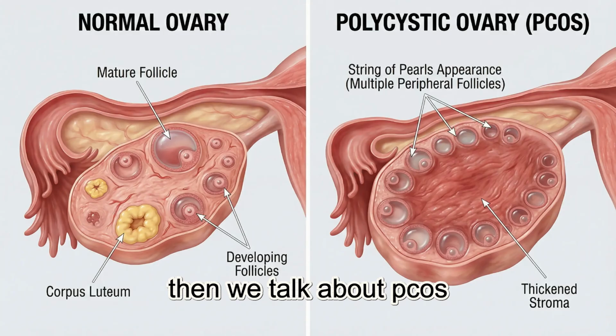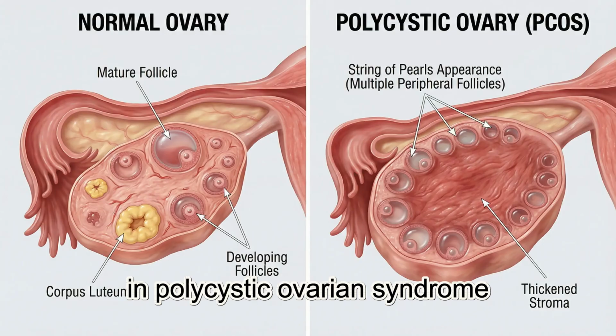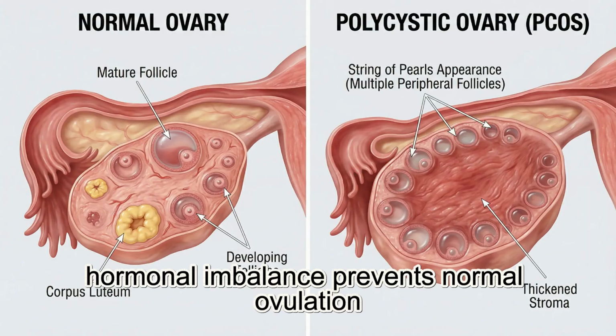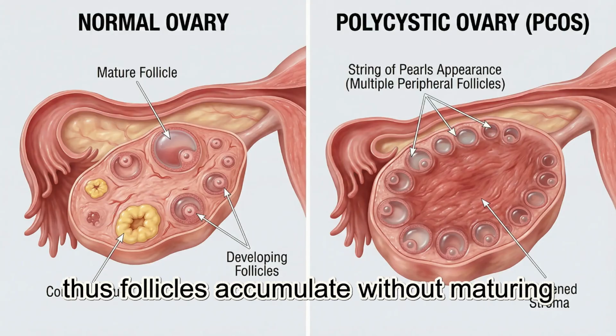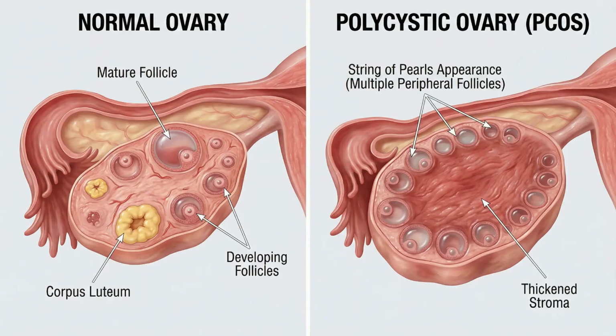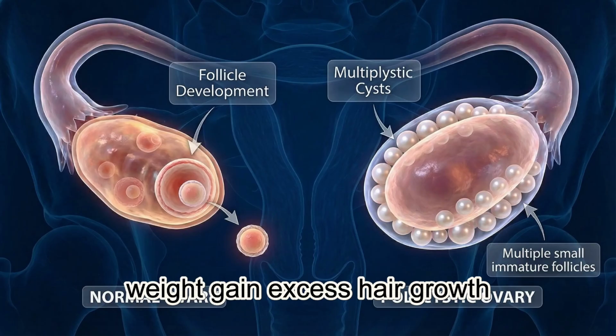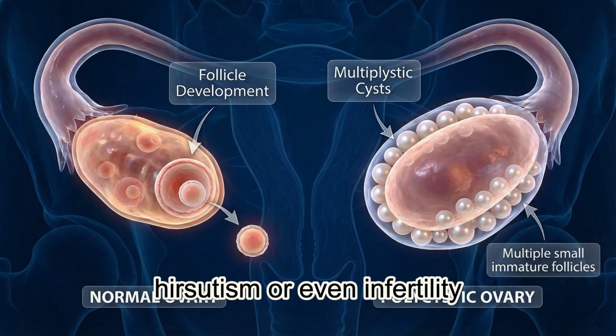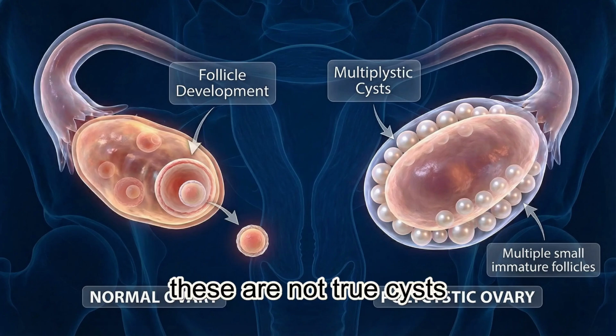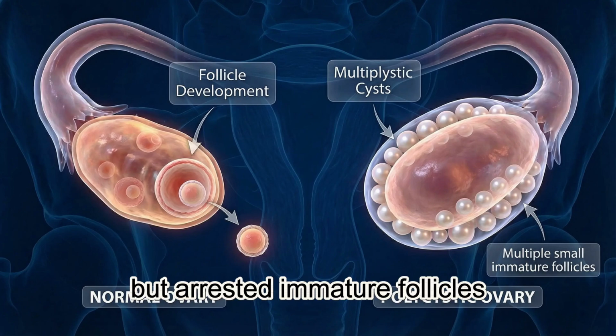Then we talk about PCOS. In polycystic ovarian syndrome, hormonal imbalance prevents normal ovulation, thus follicles accumulate without maturing, causing irregular or absent periods, acne, weight gain, excess hair growth, hirsutism, or even infertility. These are not true cysts, but arrested, immature follicles.